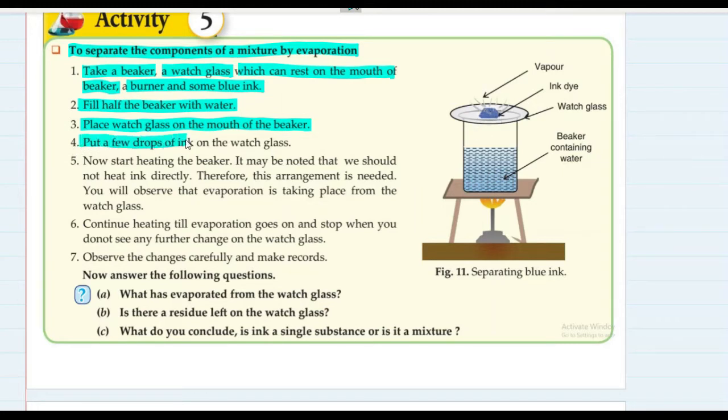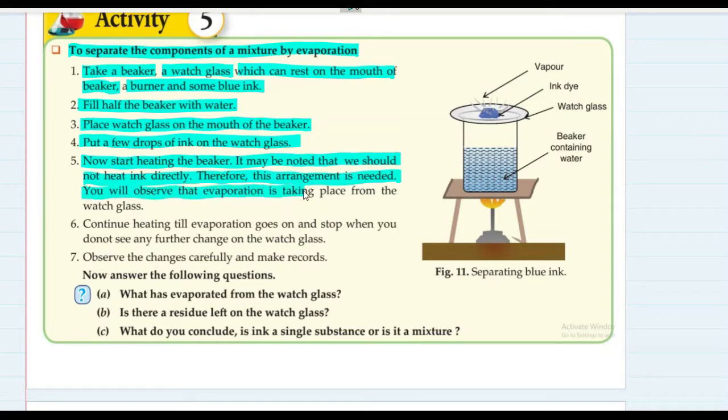Now you have to put a few drops of ink on the watch glass. Now start heating the beaker. It may be noted that we should not heat ink directly. Therefore, this arrangement is needed. We should not put the ink directly under flame. That's why we heat it over hot water.